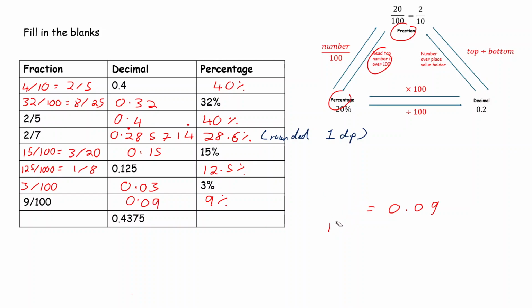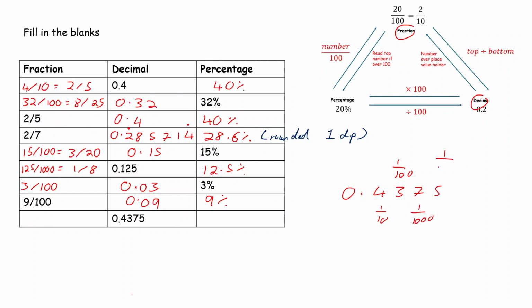And then the last one looks a little bit more complex. We've got 0.4375. Okay, so let's go and get the decimal into a fraction by going up here, by doing the number over the place value holder. So we've got 0.4375. The 4's in the tenths column, the 3 is in the 100ths column, the 7's in the thousandths column, and the 5's in the 10,000ths column. So it's going to be your number, which is 4375 over 10,000. And this one's going to be quite awkward to simplify, but we'll do it one thing at a time.